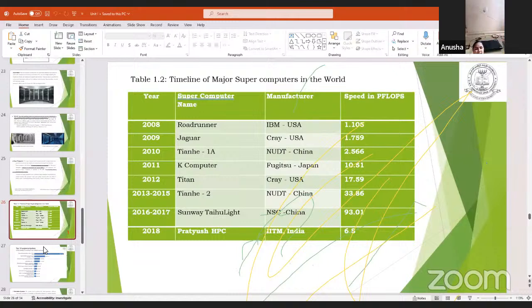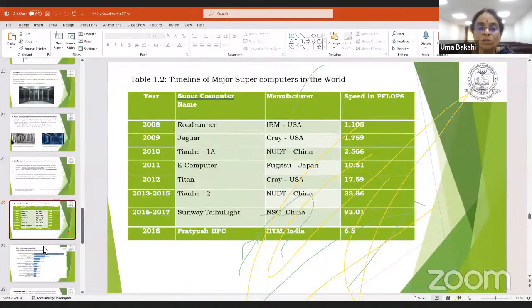So server systems we have. Now we have the table, timeline, and the major supercomputers in the world. These are the big computers they have. IBM, this is 2018, up to 2018 only I got the data. If anyone can work on that and tell me in the next class what the latest computers are, and what is the speed of those computers? See, Roadrunner, IBM, USA, the speed is 1.105 petaflops, which means how much processing takes place per second. Then Jaguar, Tianhe, K Computer, Titan, etc. These are a few that I listed out.